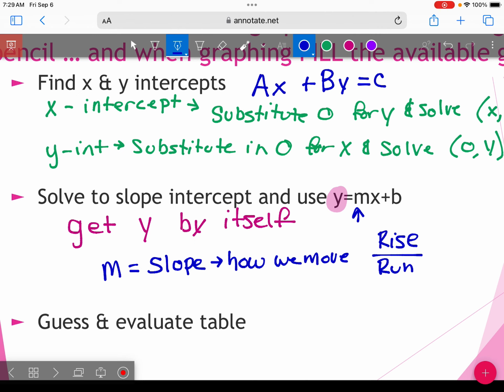What does the b stand for? It's our y-intercept. And the point will be our 0, b. It's the same exact thing, y-intercept. It's just added on the end. So make sure we watch out for the signs, but other than that, that's how we use it.